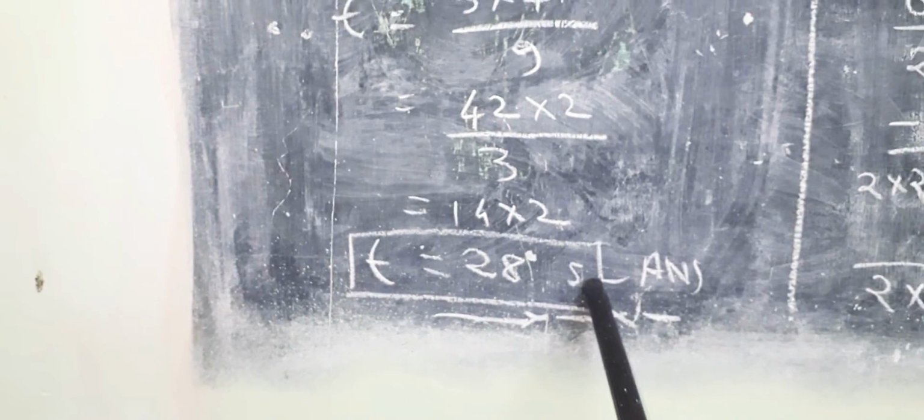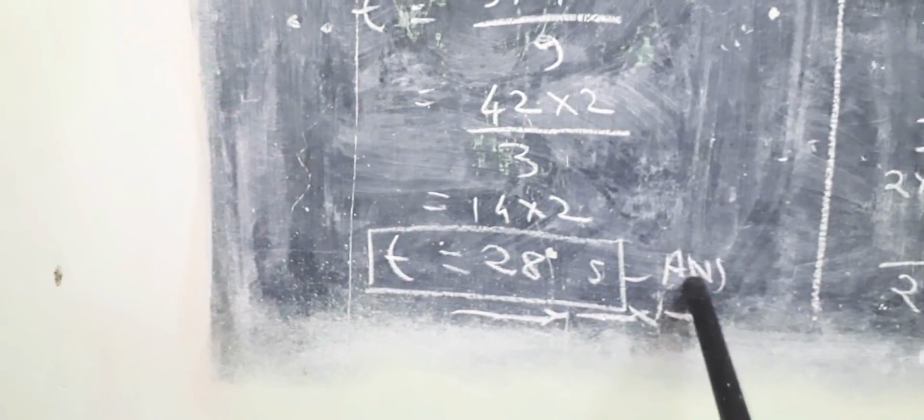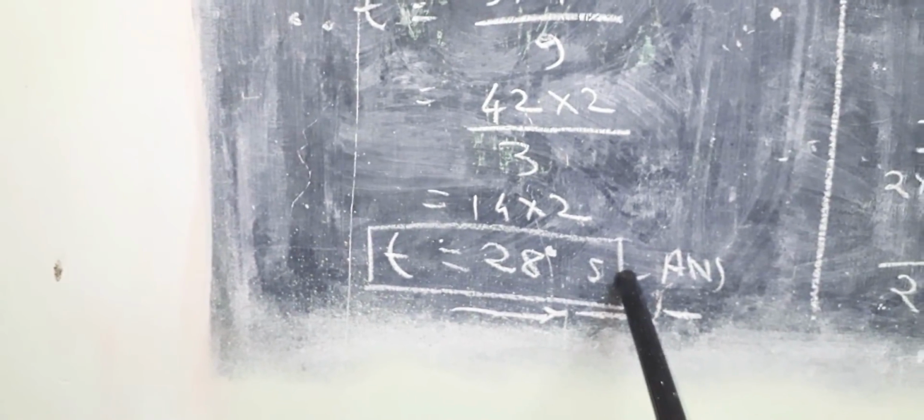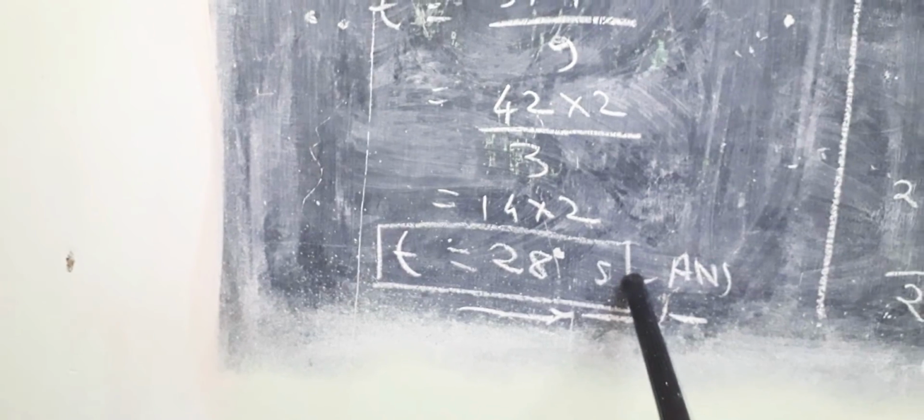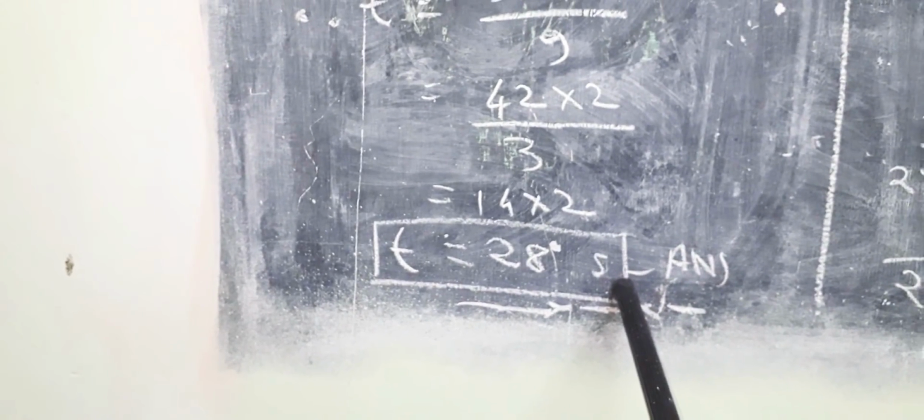S is a symbol for measurement of time. So this is our final answer. So we got final answer t is equal to 28 second. That means the time to stop the fan completely from 90 rpm to 0 revolutions is 28 second.